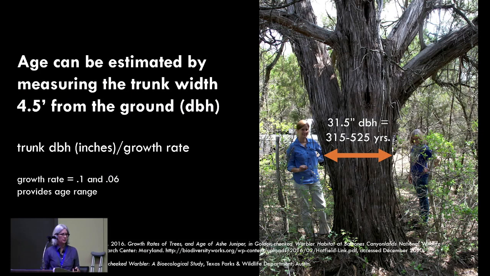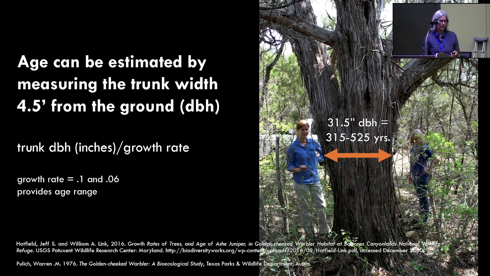The age can also be estimated by measuring the trunk width 4.5 feet from the ground, which is your DBH. You take the trunk DBH in inches and divide it by the growth rate. Now, since this is an estimate, you want to have a range. So you divide by the growth rates of 0.1 and 0.06, so that you get a range of ages. The picture there on the right was taken at the Shield Ranch.